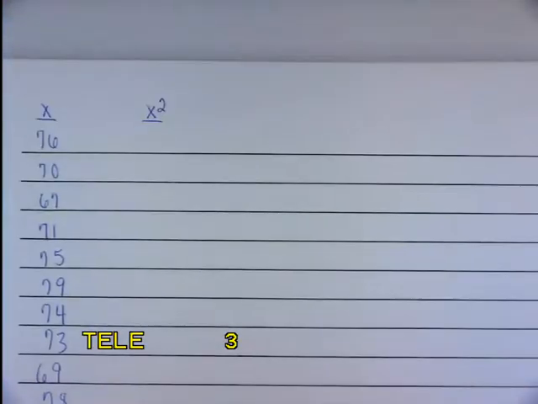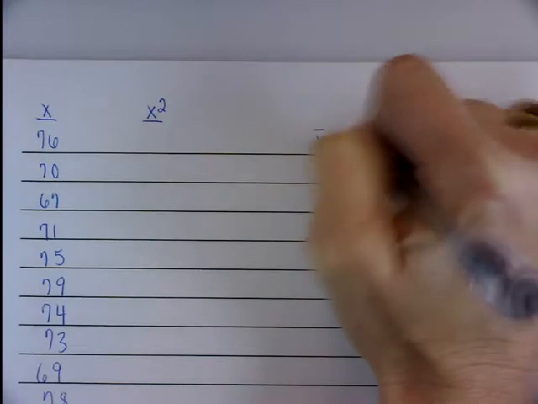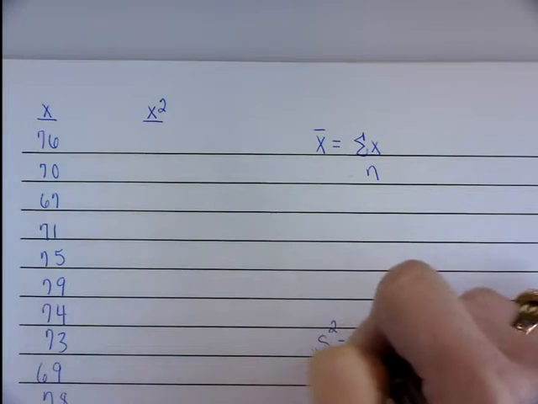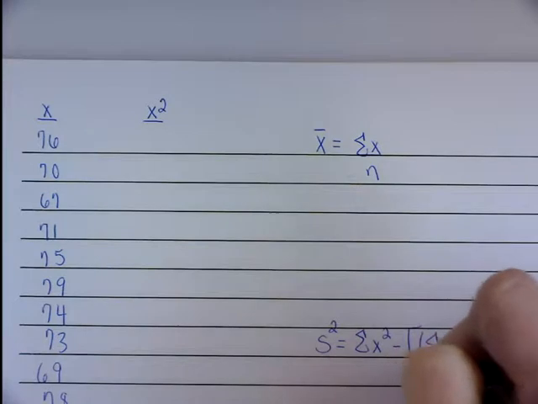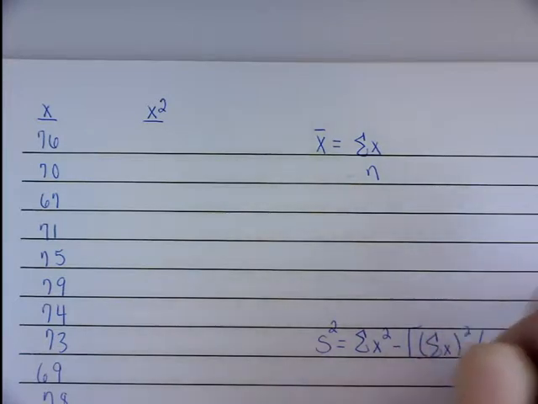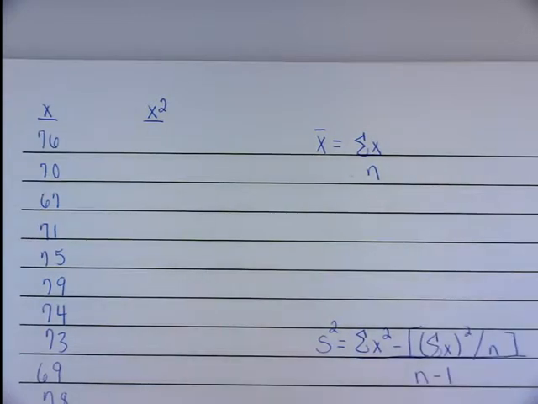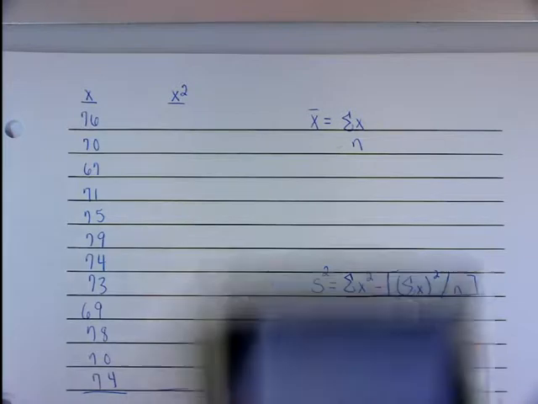I will remind you that the formula for the mean is the summation of all the data divided by n, and the formula for variance is the summation of the X squared column minus brackets, summation of the X column quantity squared divided by n, all divided by n minus 1. And then to find standard deviation, we would just take the square root of variance. I'm going to square each value, and these will be fairly large values.